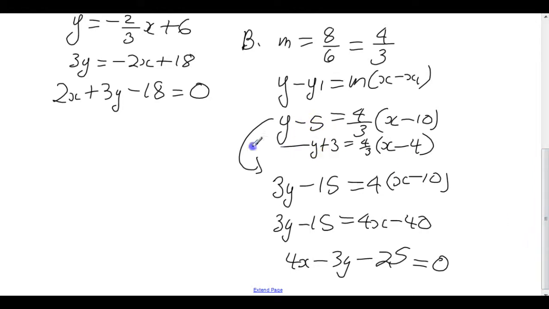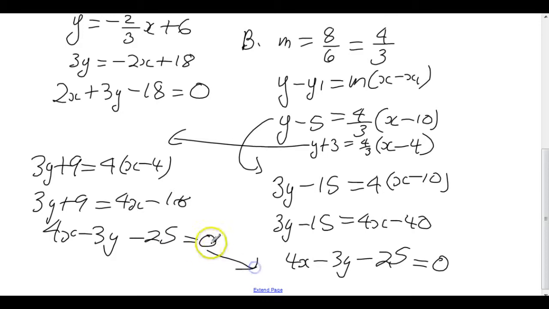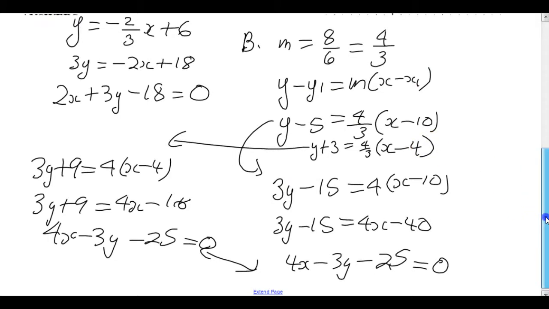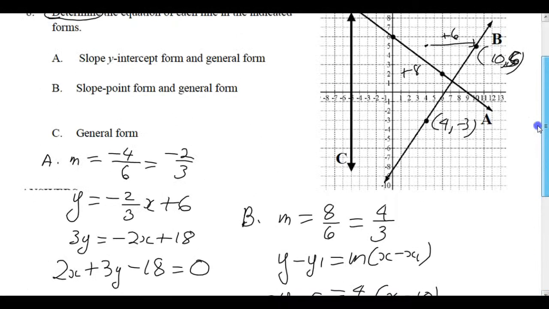And what if you had used this one? You'd multiply through by 3. 3y plus 9 is equal to 4 times x minus 4. 3y plus 9 is equal to 4x minus 16. The x is positive: 4x, bring the 3, minus 3y, the 9, minus 25 is equal to 0. And these guys are the same, right? So slope point form is usually just a way station on the way to converting to a different form, slope-intercept or general form, which will always be the same.